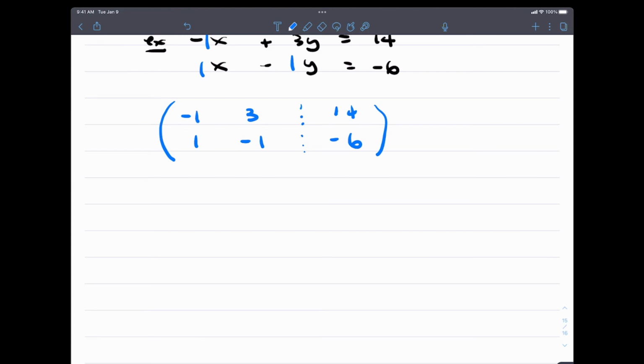So here's going to be something interesting. What do you do here to get this entry to be 0? You just add them. Good. Row 1 plus row 2. Outstanding. Ashley, come and get your chips.